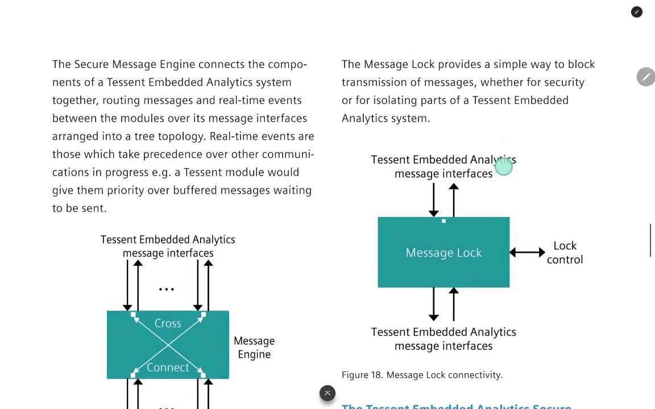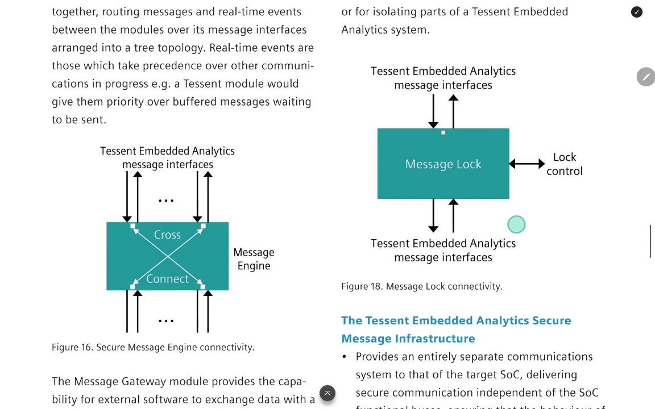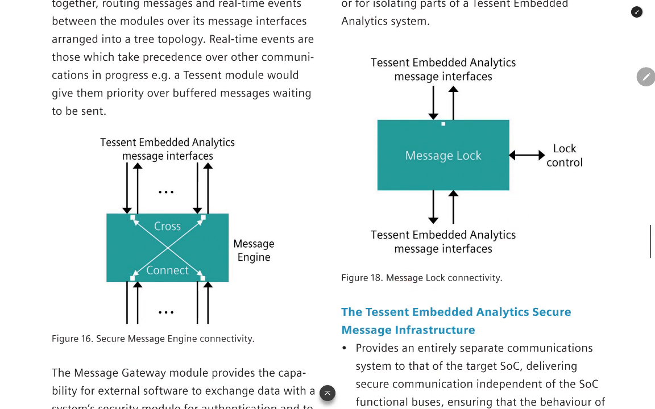The message lock provides a simple way to block the transmission of messages, whether for security or for isolating parts of a Tessent embedded analytics subsystem. Figure 18, message lock connectivity.